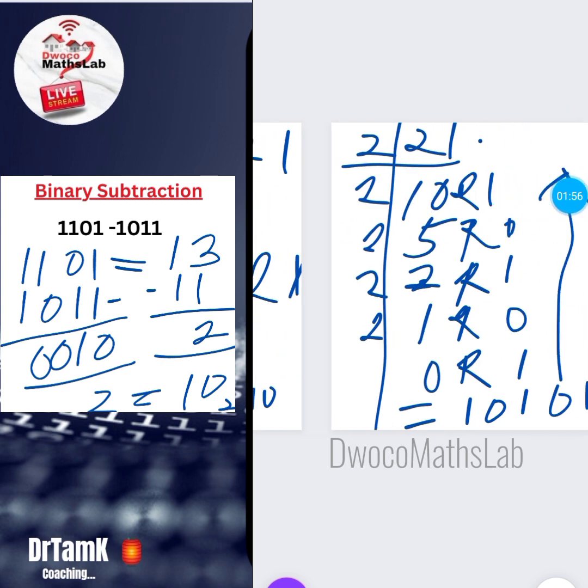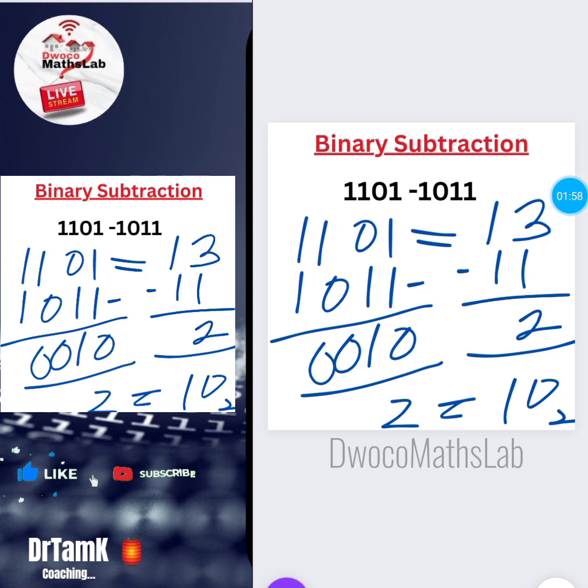Following that same idea, I've got this right now. The position over here is 8, plus 4, and then plus 1. 8 plus 4 is 12, and 12 plus 1 is 13. So your 1101 base 2 is equal to 13 base 10.